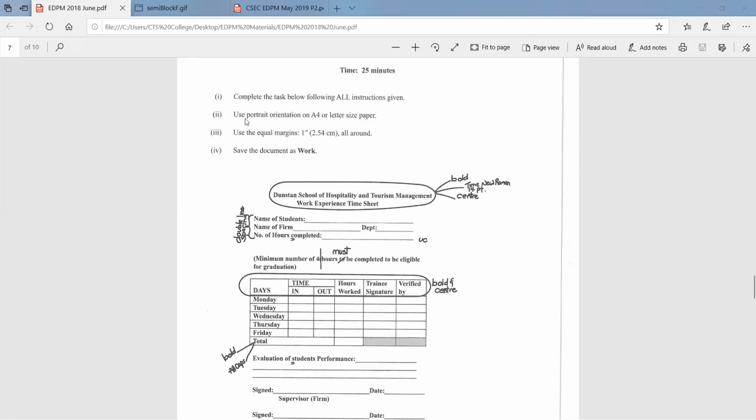So again, complete the task following all instructions below. It says to use portrait orientation. Remember that your paper is always set on portrait. How do you set that? Layout, if you go to orientation, you will see both portrait and landscape. It's always set on portrait. So if a question ever asks you to type in portrait, it is already chosen, right? You don't have to choose portrait from anywhere.